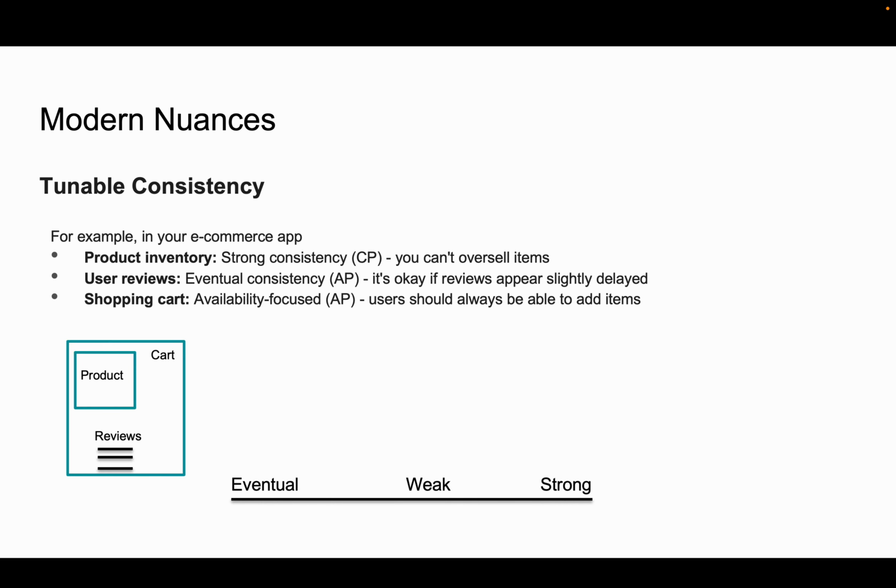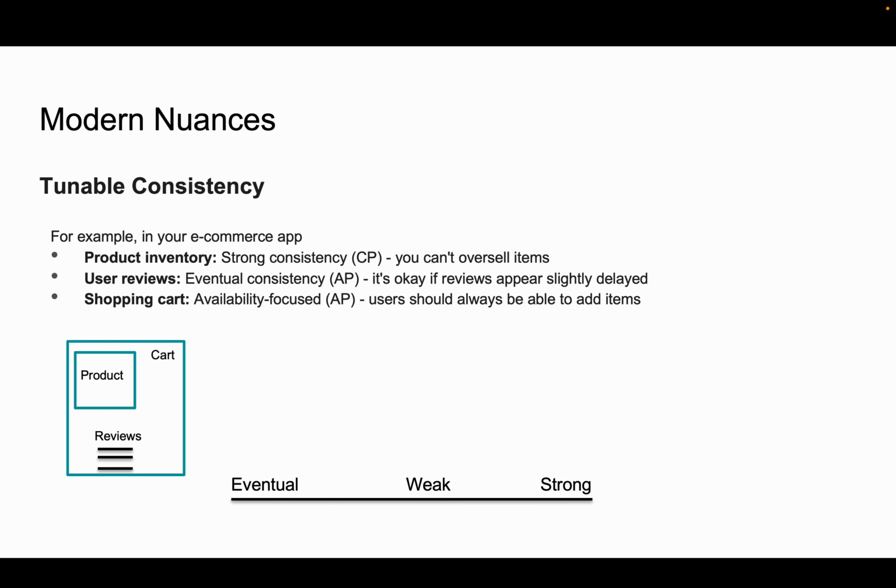Now the product inventory follows strong consistency because you cannot oversell. User reviews follow eventual consistency because if there is any kind of delay in loading the reviews, the system can tolerate it, so it will not impact the core business of the shopping site. And the shopping cart is availability focused. So users should always be able to add items, right? That's the primary goal there.